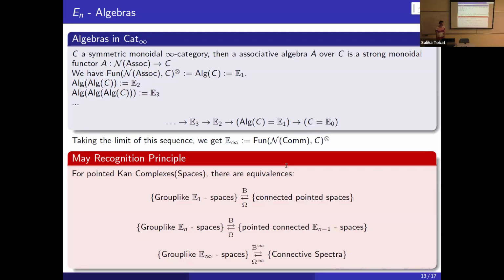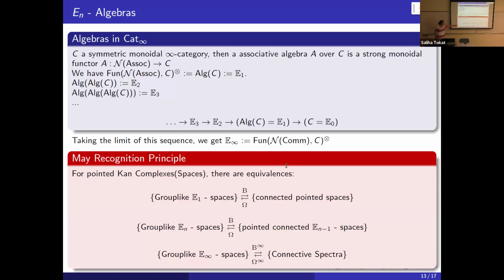With EN algebras, we have a very important principle called the May recognition principle, which says that for pointed connected complexes, these are equivalent: grouplike E1 spaces and pointed spaces, which is given by two functors, one given by the loop space and the other one the bar construction. For the loop space part, the loop space shifts the homotopy groups by one, so pi 0 of a space becomes pi 1 of the space, which is a group, so it becomes grouplike. And the E1 structure is given by composition of loops.